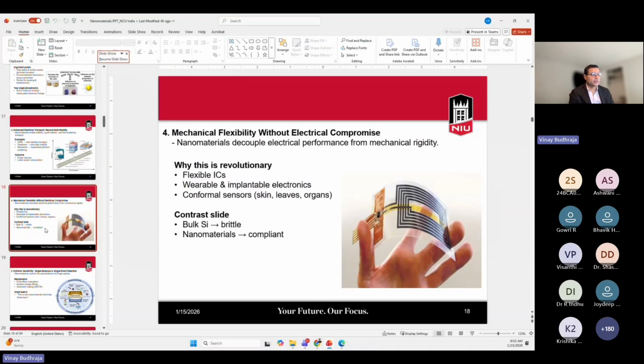Mechanical flexibility is another advantage with nanomaterials. Nanomaterials decouple electrical performance from mechanical rigidity.